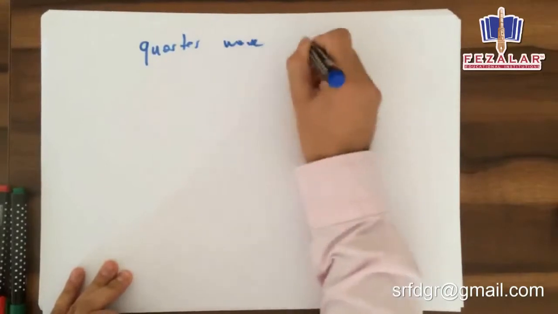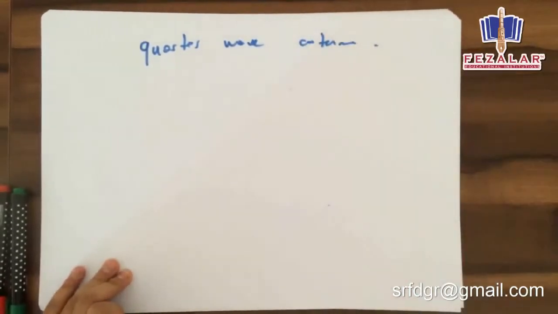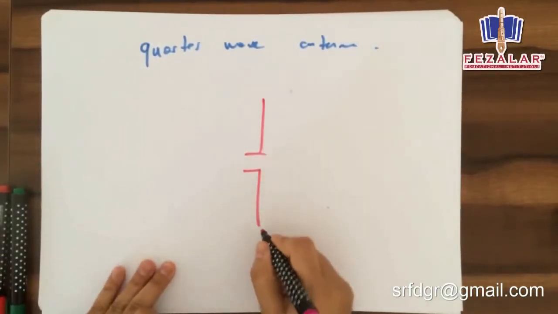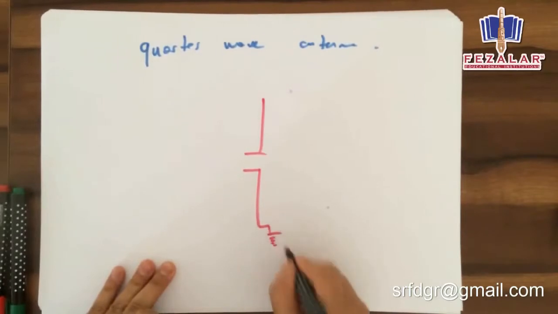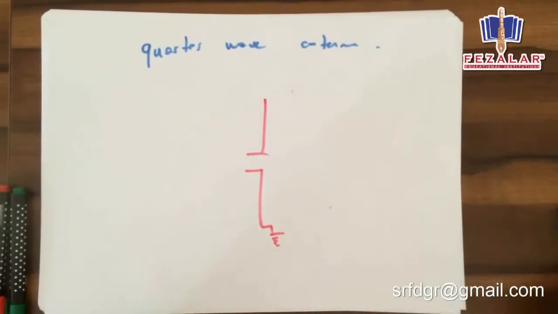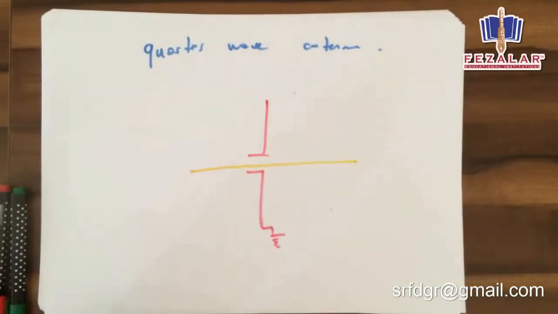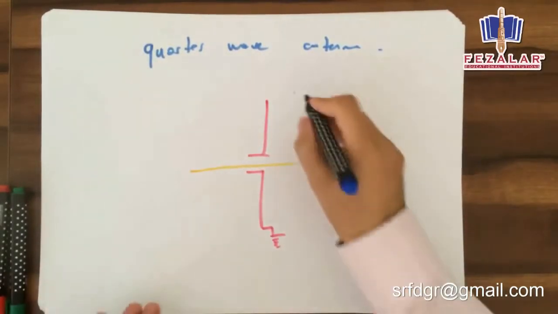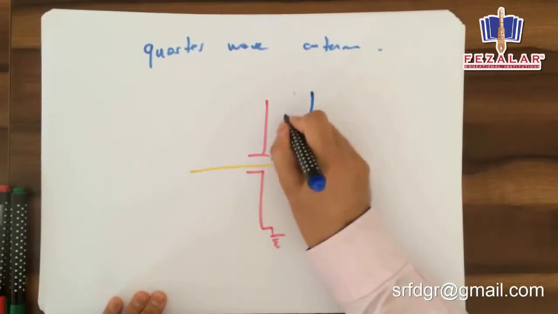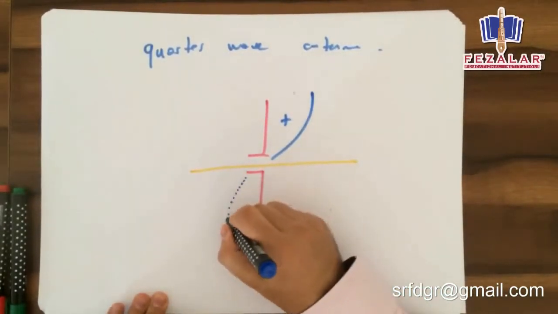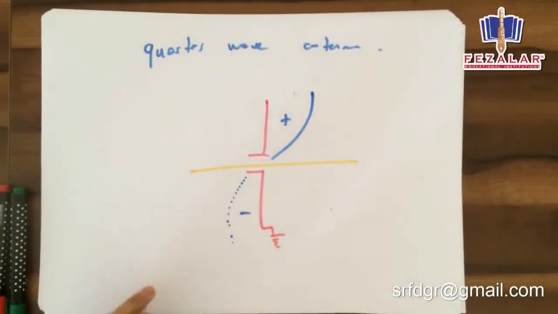Quarter wave antenna. What is that? Here we have an antenna, but one side is grounded. So we can consider there is only one side, the upper side. If we draw the wave like that, here we only have the positive, whereas the other, imaginary side takes place under the ground.